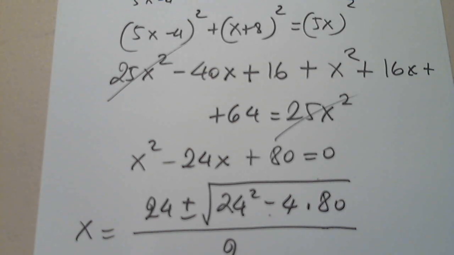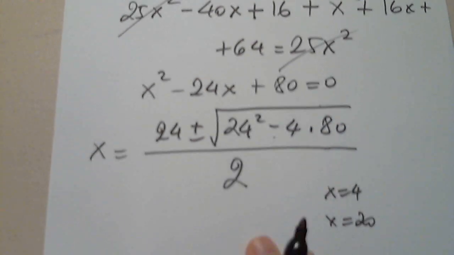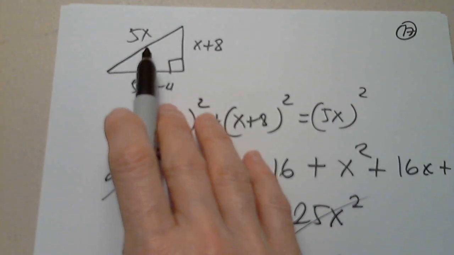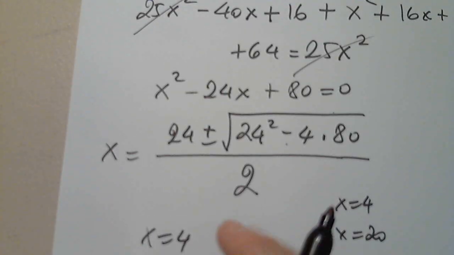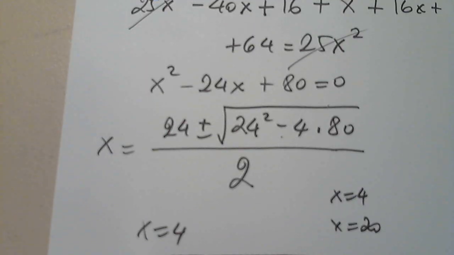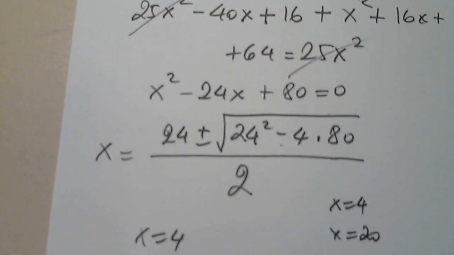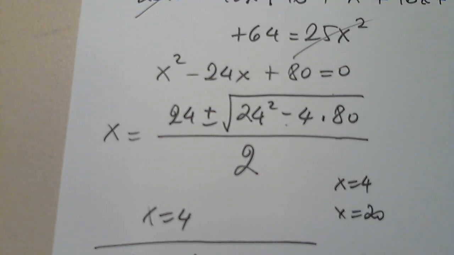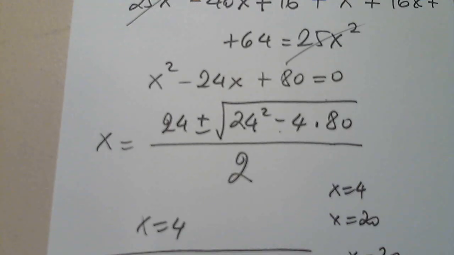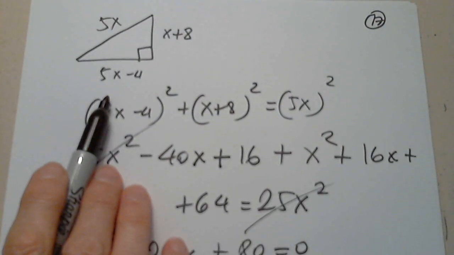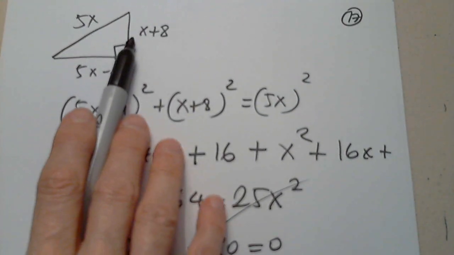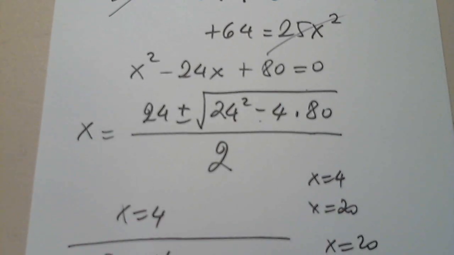So when x is 4, one side, the hypotenuse, is 20. The other side is 20 minus 4, which is 16. And 4 plus 8 is 12. Now what happens when x equals 20? 20 times 5 is 100. 100 minus 4, 96. And the other one, 20 plus 8, is 28.